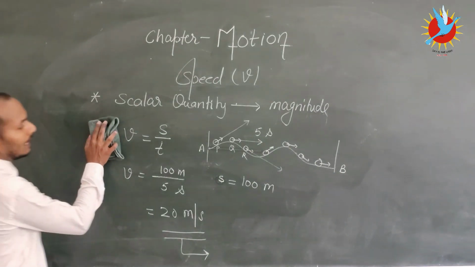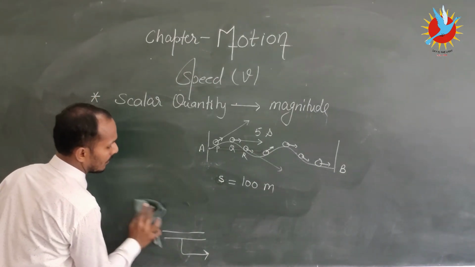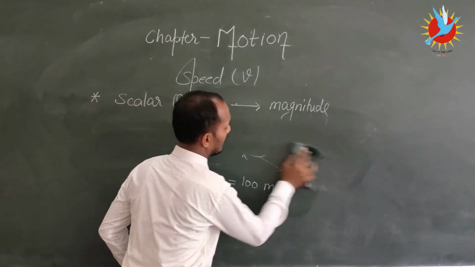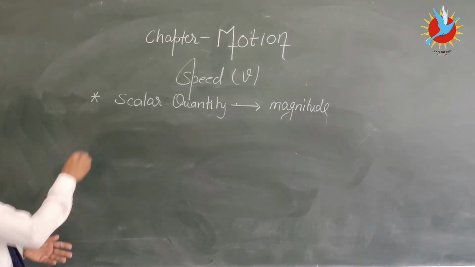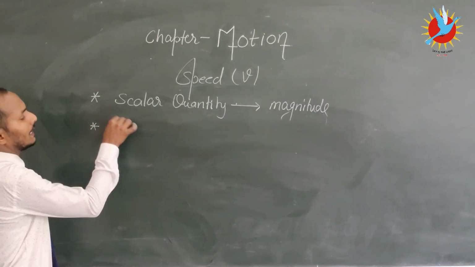Next topic: the next property is that it is a derived quantity.